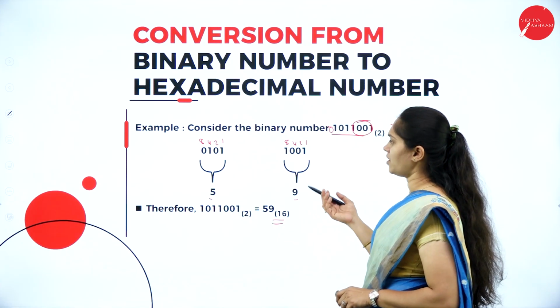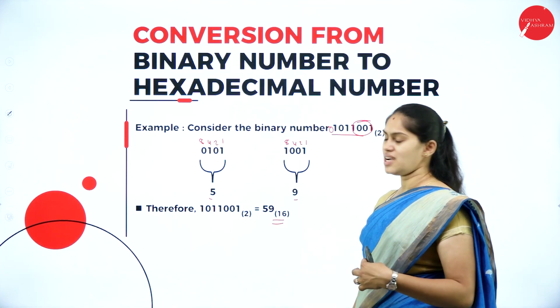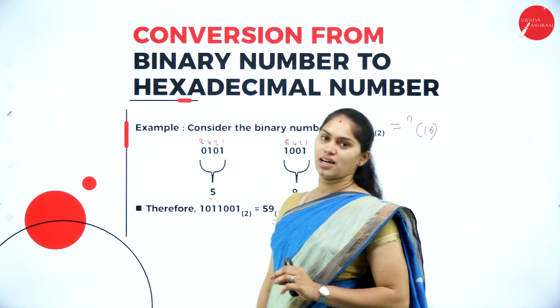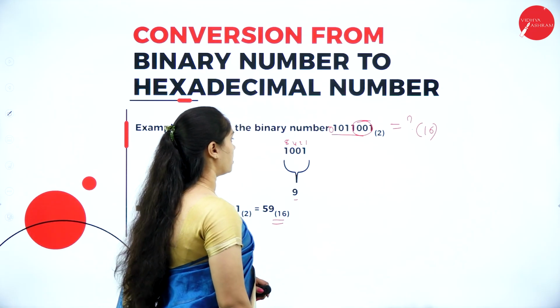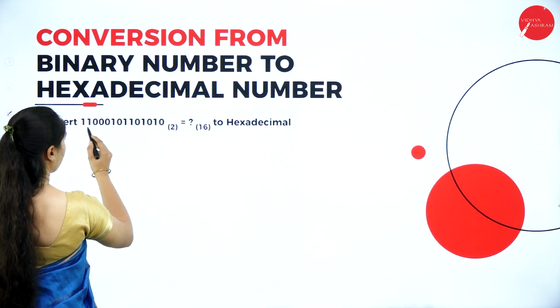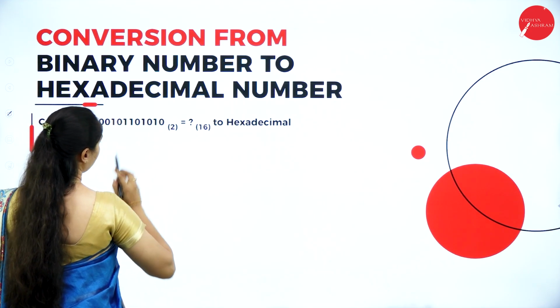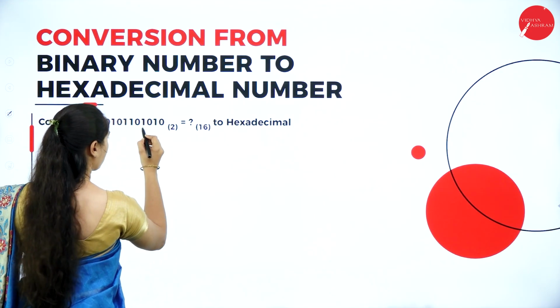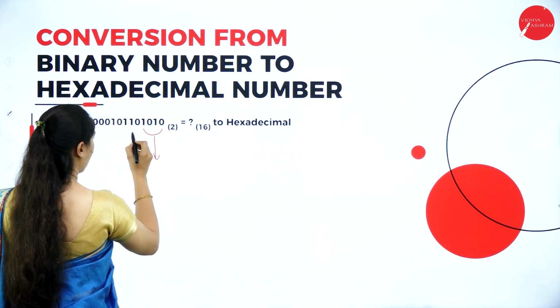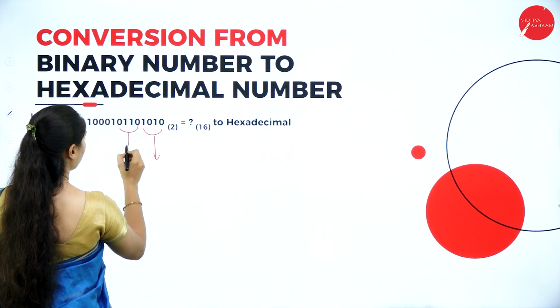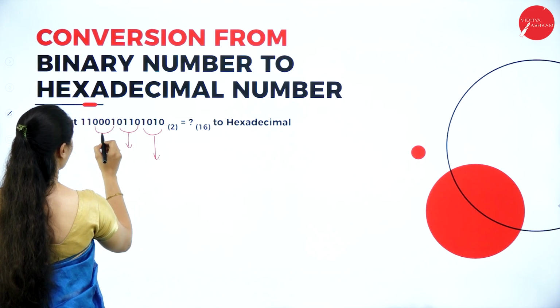In the same way, we are going to take some more digits and convert them into the equivalent hexadecimal number. Let me see one more question here. 11001011010110. So first I will make a group of 4, after that a group of 4, then this is a group of 4.